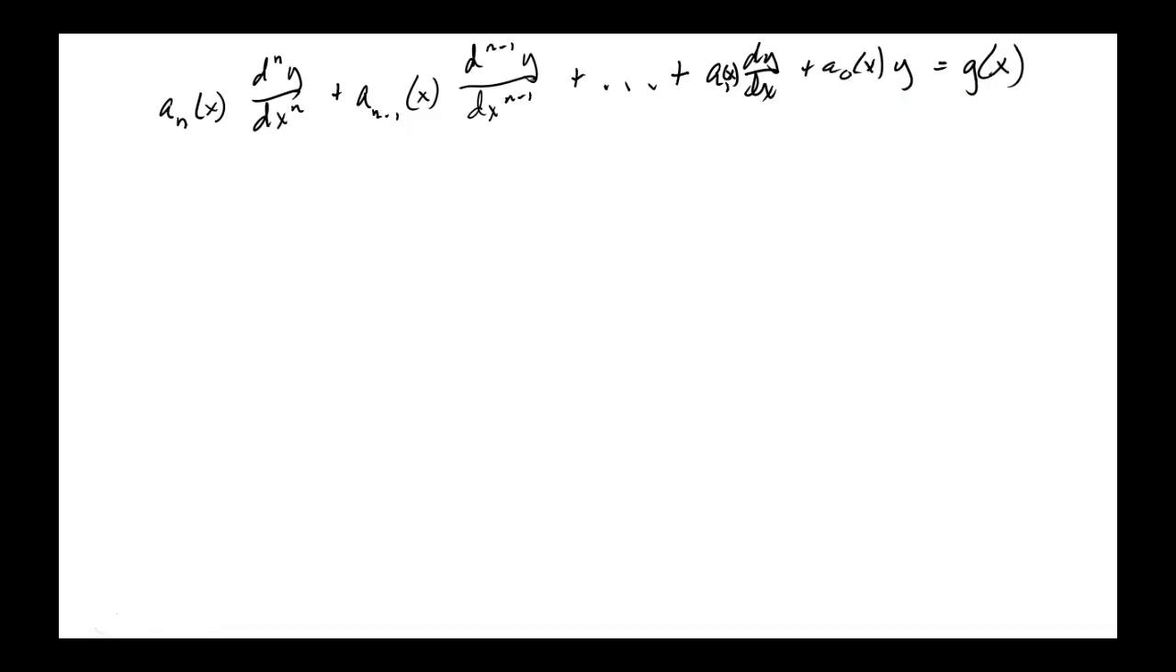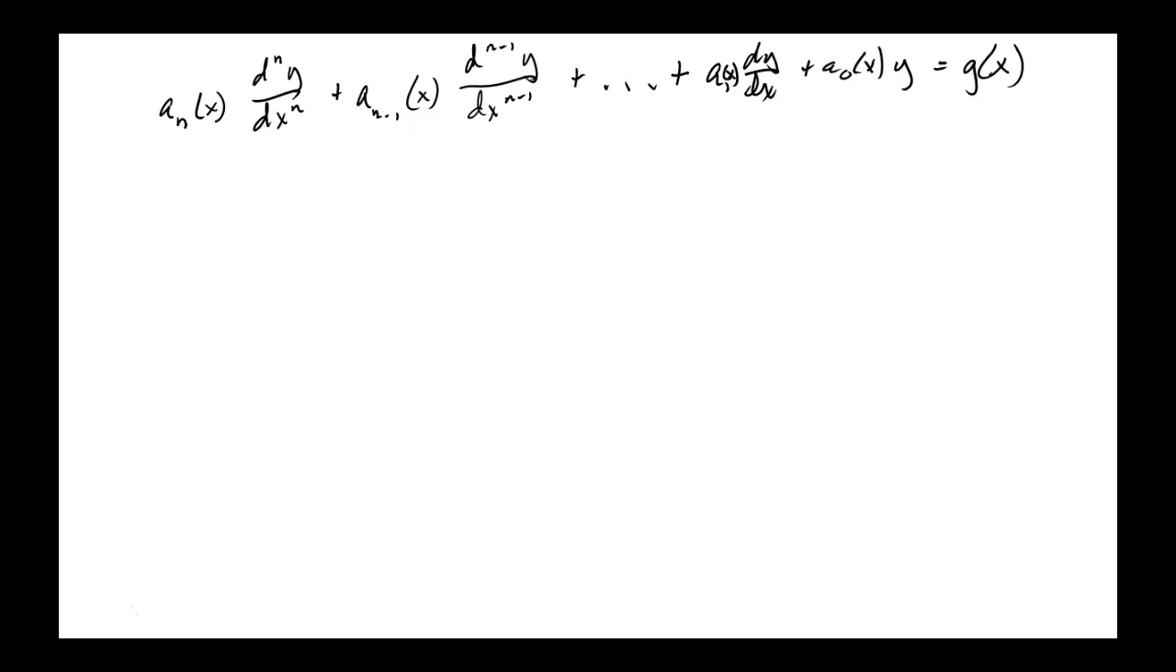Now if you remember, for first order, this is all we had: a sub 1 of x dy dx plus a sub 0 of x times y equals some g of x. And then what we did was divide by a1 of x, because that couldn't be 0. If that was 0, this wouldn't be a differential equation. So obviously this can't be 0. So we divided by that, and then we had it in the form p of x, and we proceeded from there.